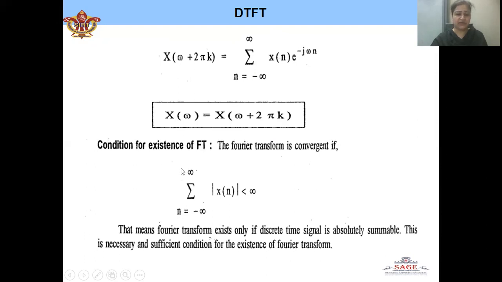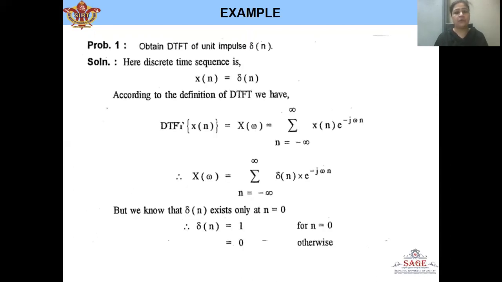Now, condition for existence of DTFT. We know that Fourier transform is convergent if summation of n equals minus infinity to infinity, absolute value of x(n) is less than infinity. That means Fourier transform exists only if discrete time signal is absolutely summable, and it is the necessary and sufficient condition for the existence of the Fourier transform. Now, we will see examples of finding DTFT.